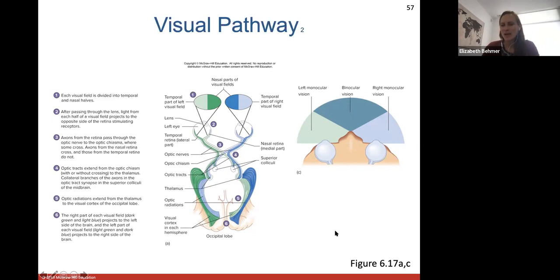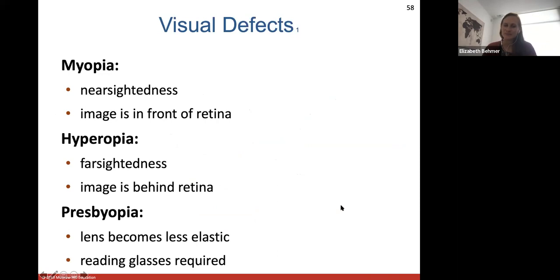So that's the visual pathway. The action potentials from the retina will get passed through optic nerves. They'll cross at the optic chiasm, follow optic tracts to the thalamus, to optic radiations, and then they'll eventually be sent to the visual cortex in each hemisphere of your occipital lobe, where all the vision and light that's coming into your eye will be processed. So that is the visual pathway.